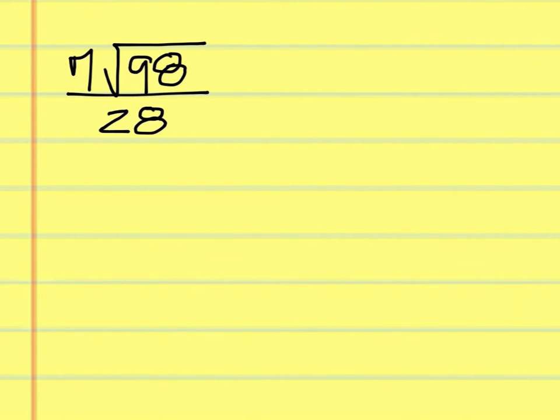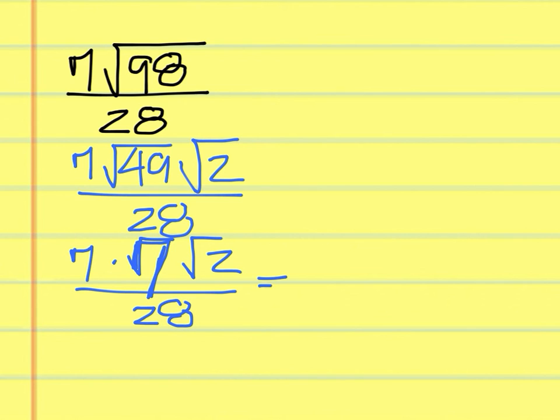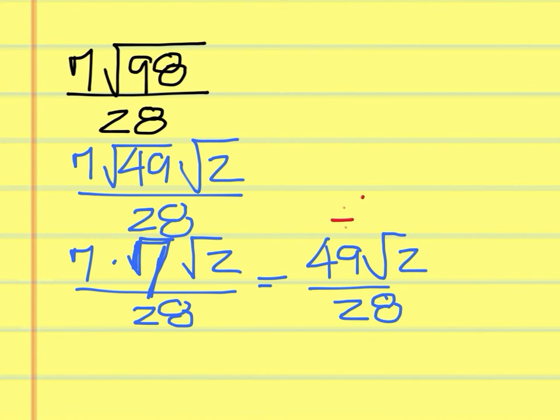The highest perfect square that comes out of 98 is 49. 49 times 2 is 98. The square root of 49 is going to be 7. Whoops, I've made a square root sign by accident. We'll just make it an ugly 7. There we go. And then square root of 2. On the bottom you have a 28. So 7 times 7 is 49. And 49 over 28 can reduce. You can divide both by 7. And when you do that, you're left with 7 square root of 2 over 4.